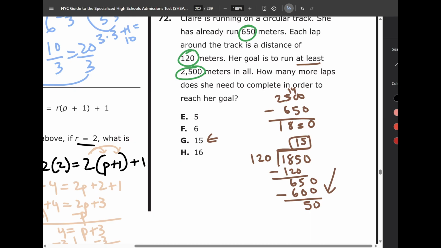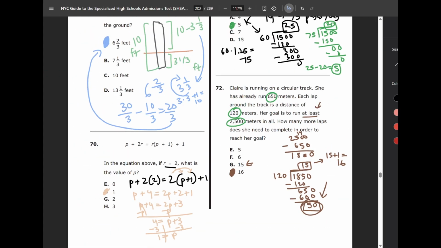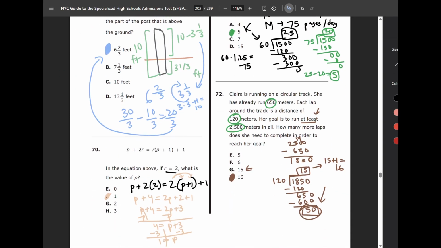Because if we run 15 laps, that means we're going to be 50 meters short of reaching our goal, and that is not good. So we need to run an extra lap. 15 plus 1 is equal to 16, so we can cover the missing 50 meters. It's totally fine if we run more than 2,500 because the problem, once again, said at least. So 16 laps would be our answer. That is choice H. All right, hope that made sense, and we'll see you next time.